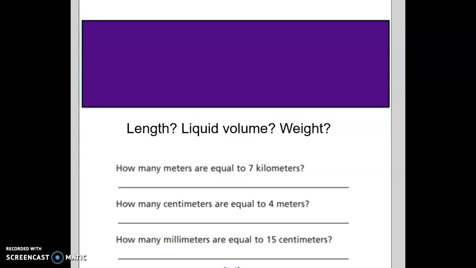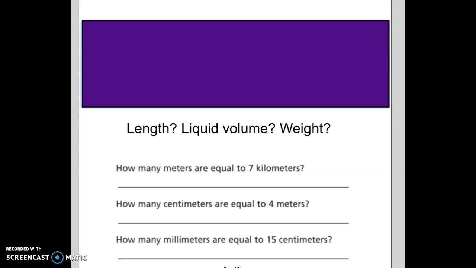So let's take some practice with these. Now, read these three problems and decide, am I measuring length, liquid volume, or weight? Because underneath the purple box at the top is the right chart that we need. So here are the questions. How many meters are equal to 7 kilometers? How many centimeters are equal to 4 meters? And how many millimeters are equal to 15 centimeters?